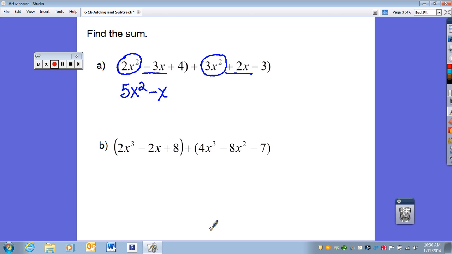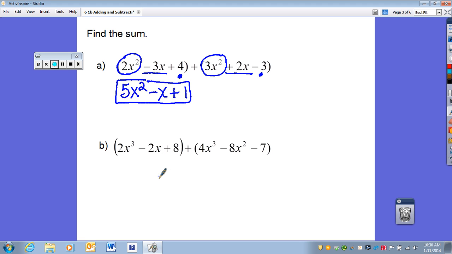And finally, my constant terms. I have a positive 4 and a negative 3. And when I add those two together, I get a positive 1. Then I will ask, is this finished? Is it in standard form? Yes, because our largest exponent is first, down to none, and we cannot add anything else together. They are not like terms.